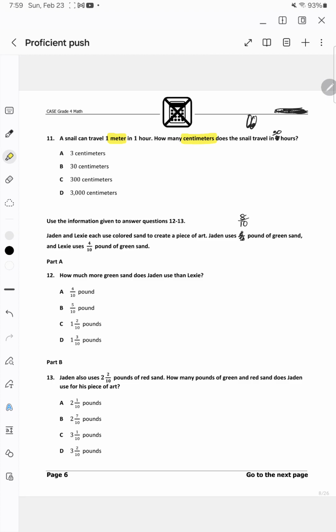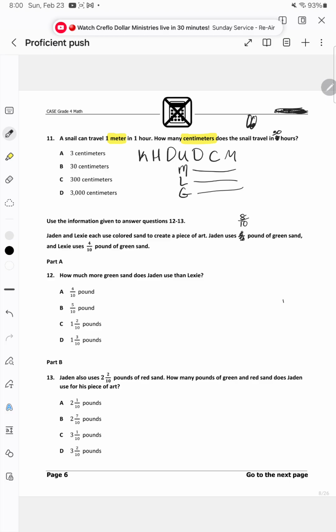Since we see two different units, we know this is dealing with King Henry Died Unexpectedly Drinking Chocolate Milk, whereas kilo, hecto, deca, unit, deci, centi, and milli. Even though we know there are more abbreviations, the main thing here is just doing your jumps. That's the strategy here. We know King Henry and jumps.